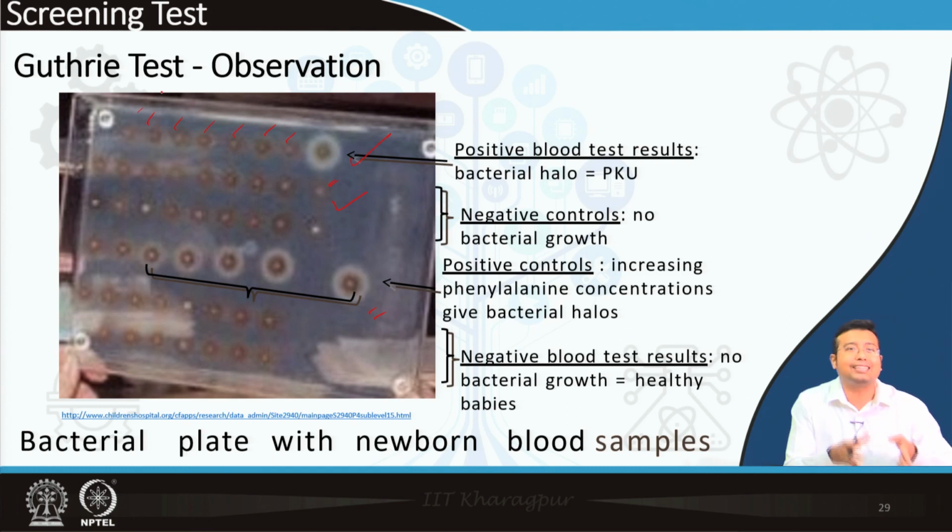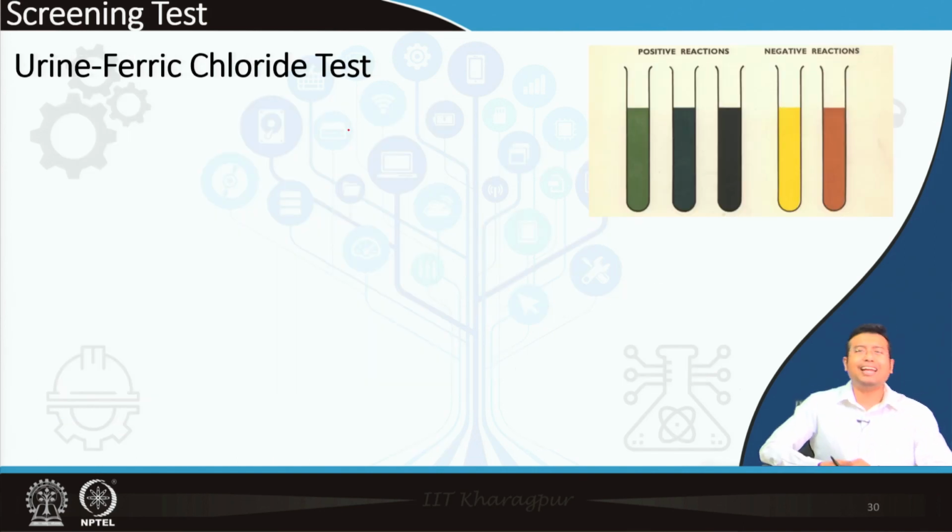So, in this case all of them have shown negative growth, but this one has shown positive growth, and we can surely say that the phenylalanine level is very high and the case is strongly suspected to be of phenylketonuria. All right. Next, there is another inexpensive test, that is the ferric chloride test.